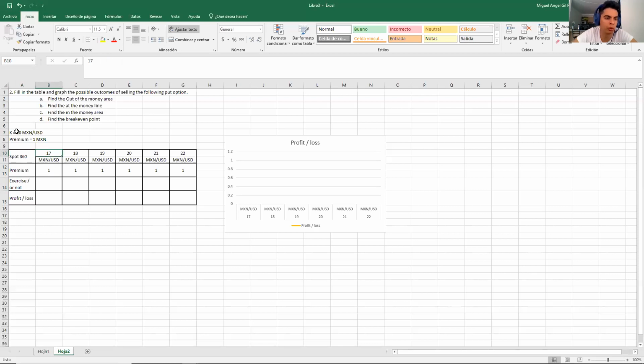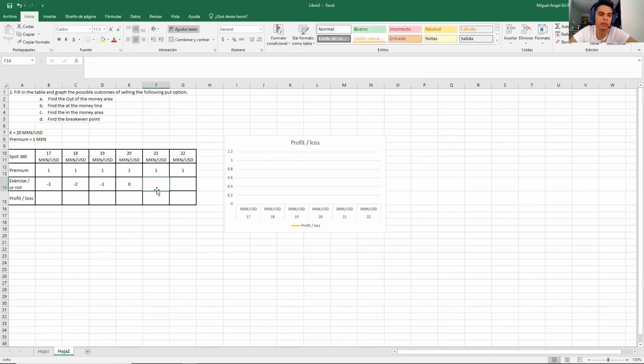The difference is 3, right? And for me, from my perspective, it will be a loss. Why? Because instead of buying my dollar at 17, I will be buying the dollar at 20 because I gave that person the right to choose. So it will be minus 3. At 18, it will be again, the person exercised the option. So it will be minus 2. Then at 19, minus 1. Then at 20, it will be 0.